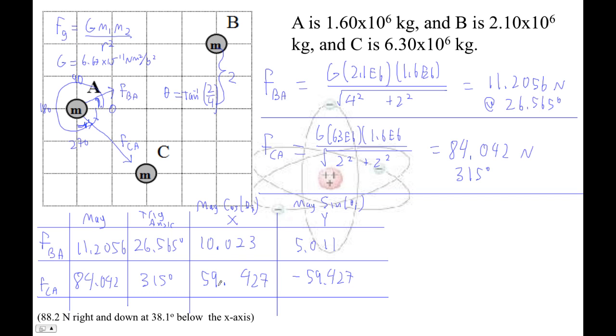Okay, now let's add these guys, x to x. That plus that is 69.449. Then let's add the y's together, and I get negative 54.415. So we're going to go over more, down a little.